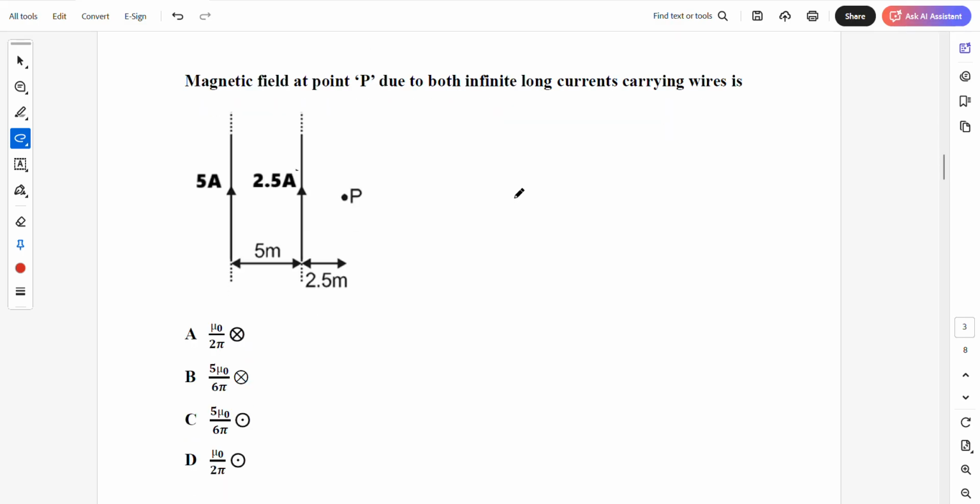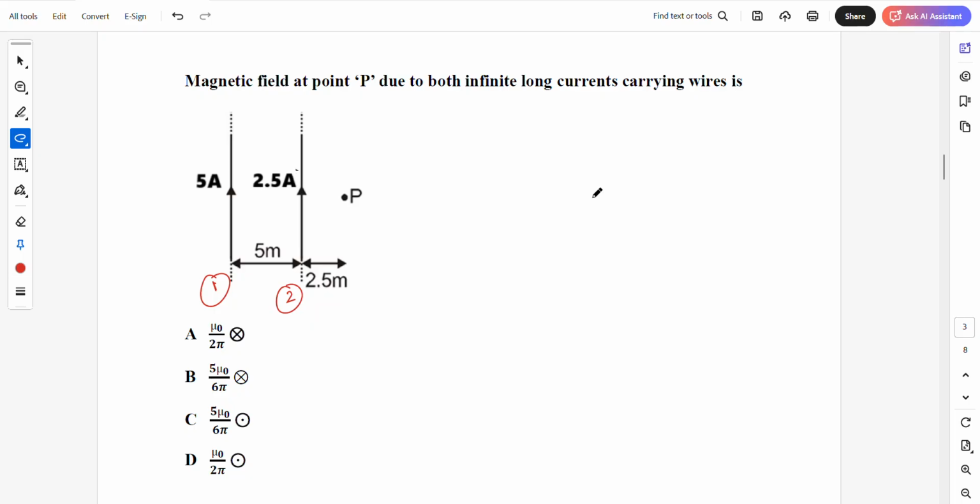Now magnetic field at P. You have to calculate the magnetic field at P due to both infinitely long current carrying wires. You are supposed to calculate the magnetic field. Now I will call this as 1. Okay, these two wires. You have to calculate the magnetic field at point P due to these two infinitely long current carrying wires.